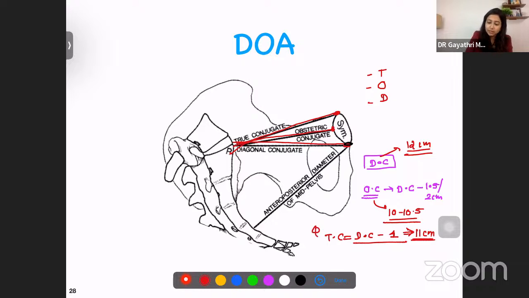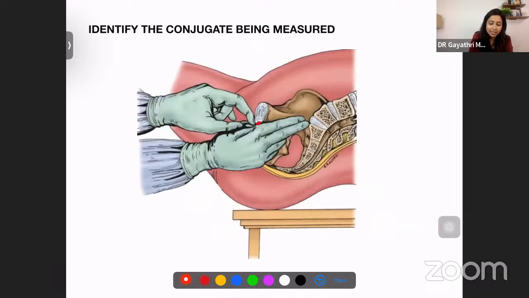Again, this image, from the upper border of the pubic symphysis to the sacral promontory, has been asked as a previous year question. What is the most significant conjugate among these three anteroposterior diameters? It is the obstetric conjugate. Whichever is the shortest has more obstetric significance. The most significant one is the obstetric conjugate. How do you calculate the obstetric conjugate? It is the diagonal conjugate minus 1.5 to 2 centimeters, and it's usually 10 to 10.5 centimeters. So let's have another look at the image. If you get an image-based question like this, it is basically the obstetric conjugate which is shown here.